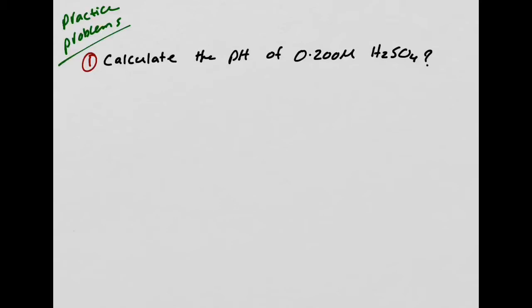So the first one says calculate the pH of 0.200 molar sulfuric acid. Now, we're talking about figuring out pH. You know how to do that. So we're looking for hydronium concentration or hydroxide concentration. Now, the acid that they give us is sulfuric acid. The key is sulfuric acid is a strong acid. So you need to decide right away whether what I've given you is a strong acid, a strong base, or is it a weak acid or a weak base? I go, okay, so I have a strong acid.